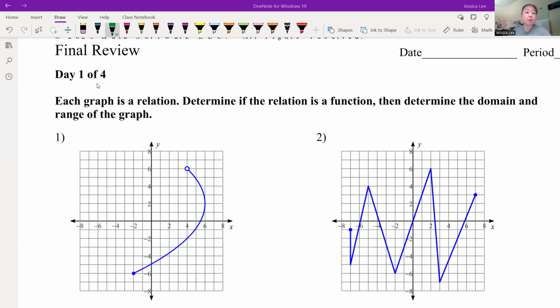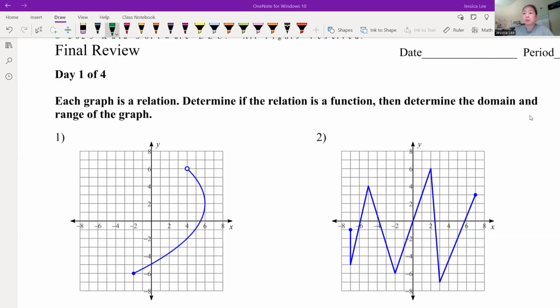All right, we're going over day 1 of 4. This is going to be talking about, is it a function, not a function? That's going to be the next 4 problems. This goes in general groups of 4. It's going to be similar types of problems so you can get some more practice on it. All right, each graph is a relation. Determine if the relation is a function. So the relation being the x and y, there's a relationship there, right? Then determine the domain and range of the graph.